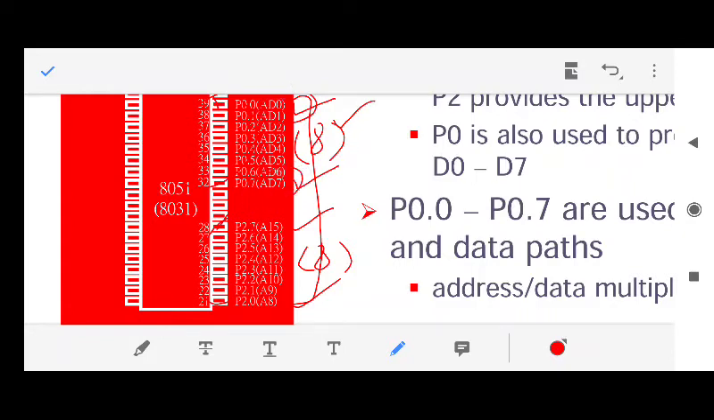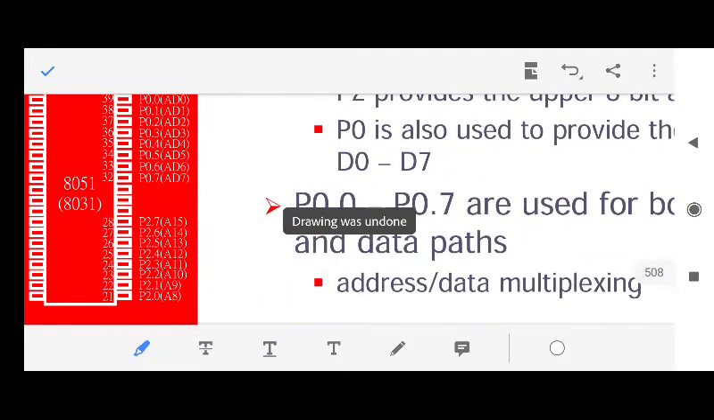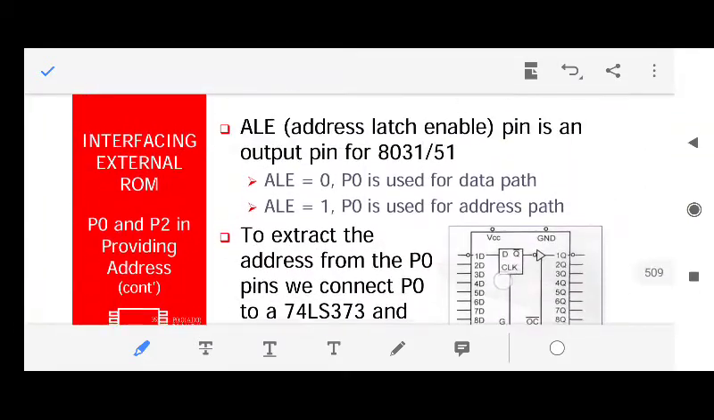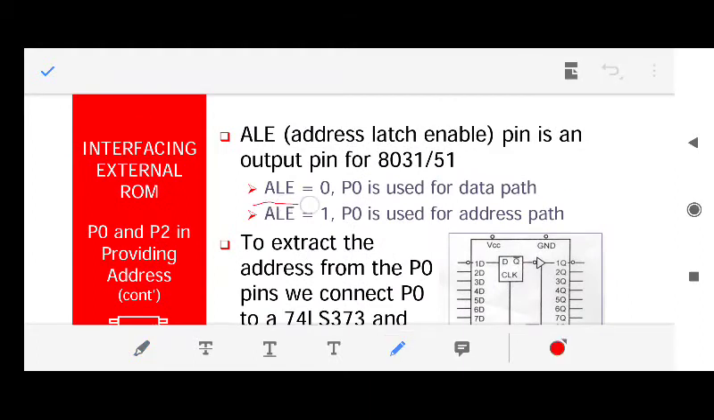Why are they known as AD? AD means address or data. When connected to external memory, either address or data can come through it. So there should be a signal which defines whether the data coming out of these pins is an address or data. That signal is known as address latch enable.